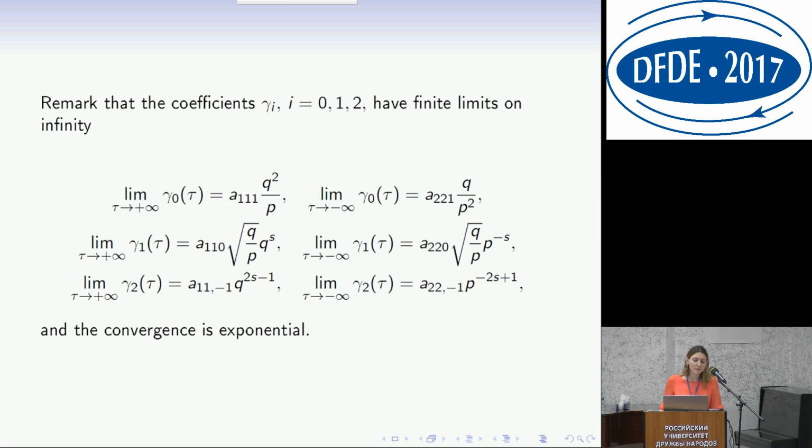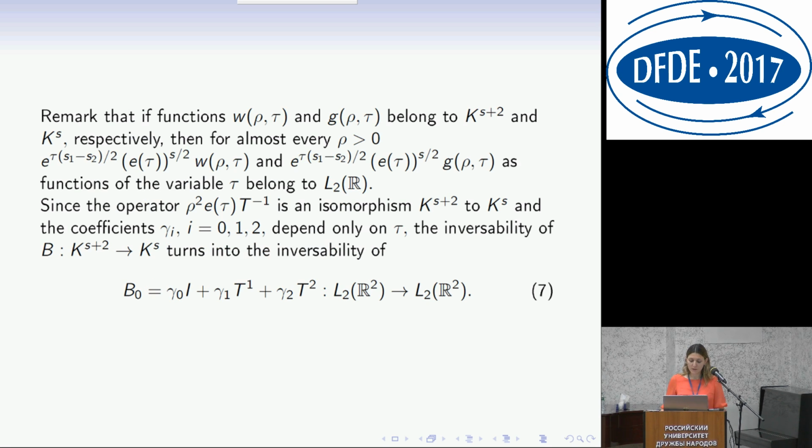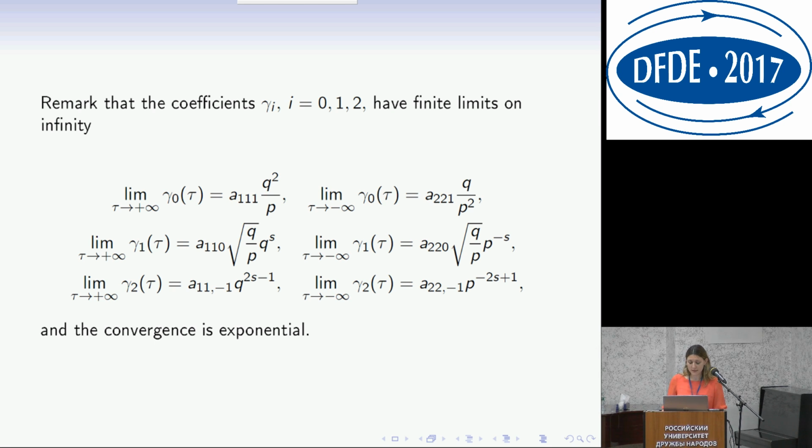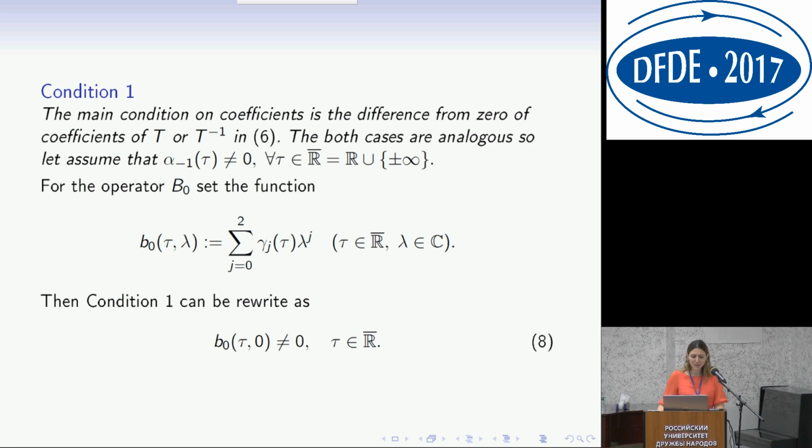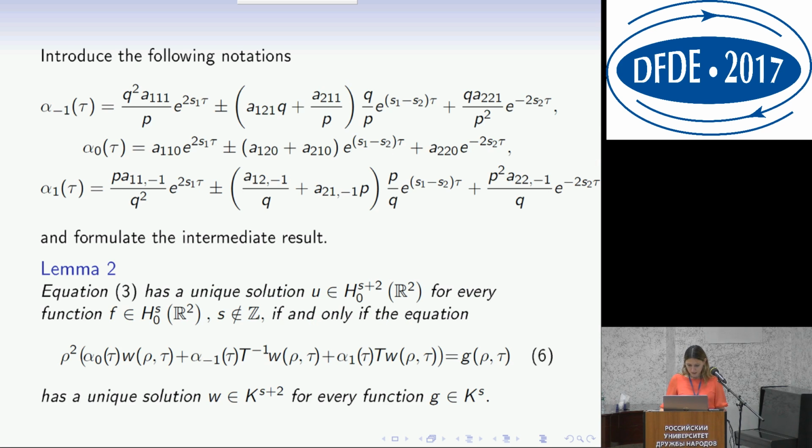Let us remark that the coefficients gamma of this operator have finite limits at infinity. We will use this a little bit later. And the main condition that I need to get the invertibility is that one of the coefficients in equation 6 differs from 0. I show you equation 6. Here it is. So we want that the coefficient alpha minus 1 or alpha 1 differs from 0.